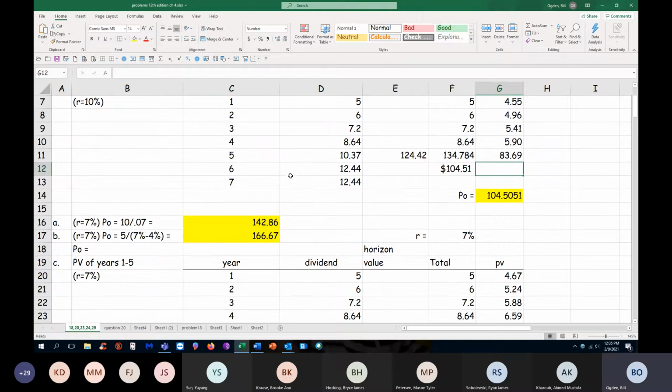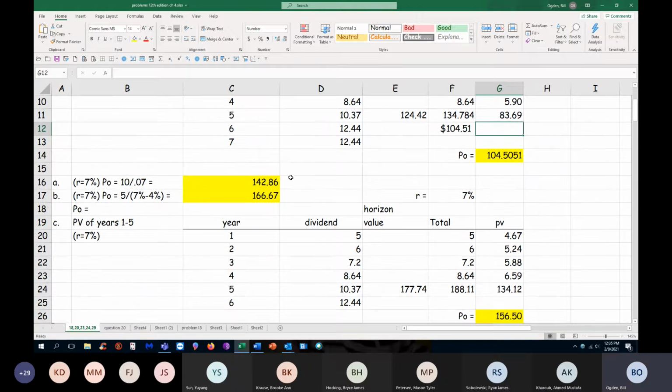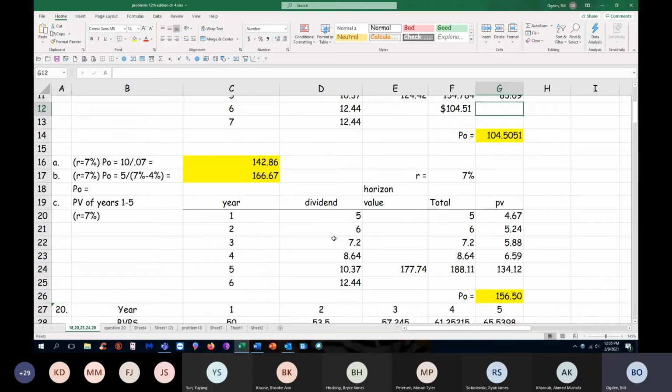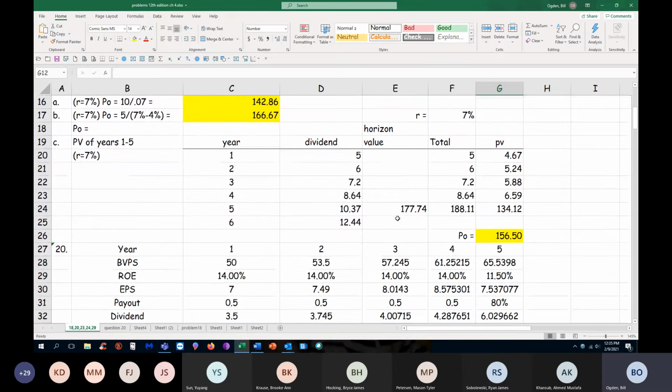All right, redo all this with a discount rate of 7%. So the perpetuity is $10 divided by 7%. The constant growth is $5 divided by 7 minus 4, R minus G. And then we redo these series of dividends, and you only have to make 2 changes. One to the horizon value, and then change your discount rate overall. And I get 156.50.